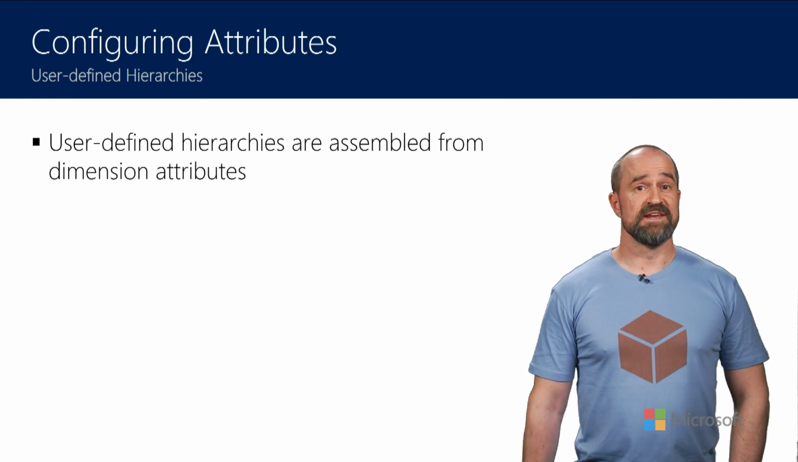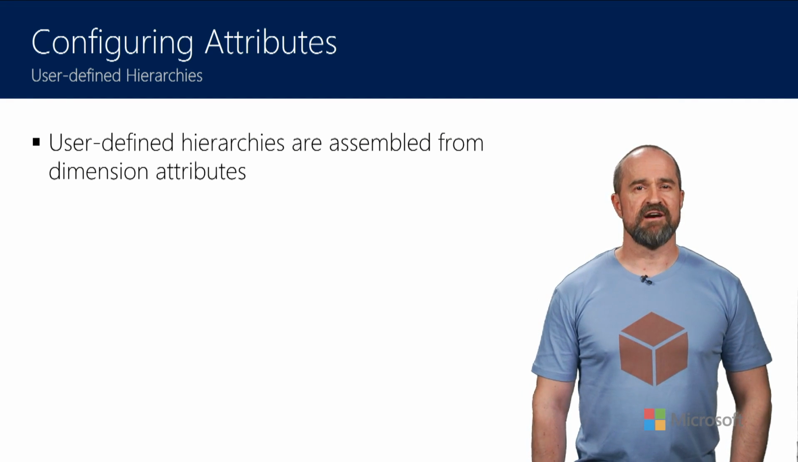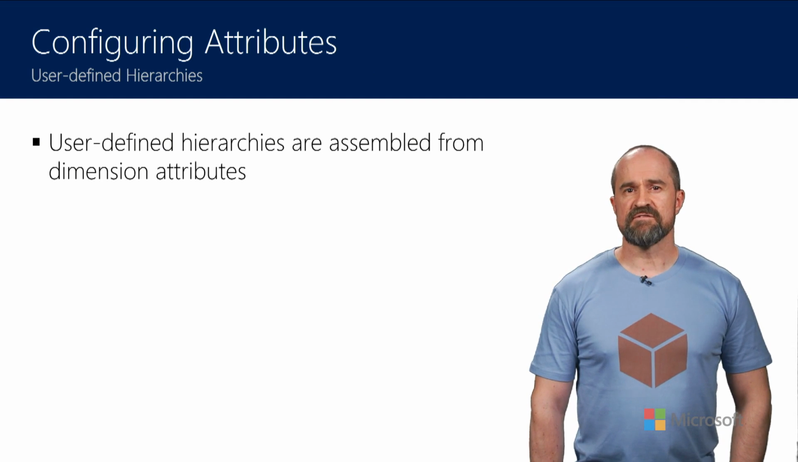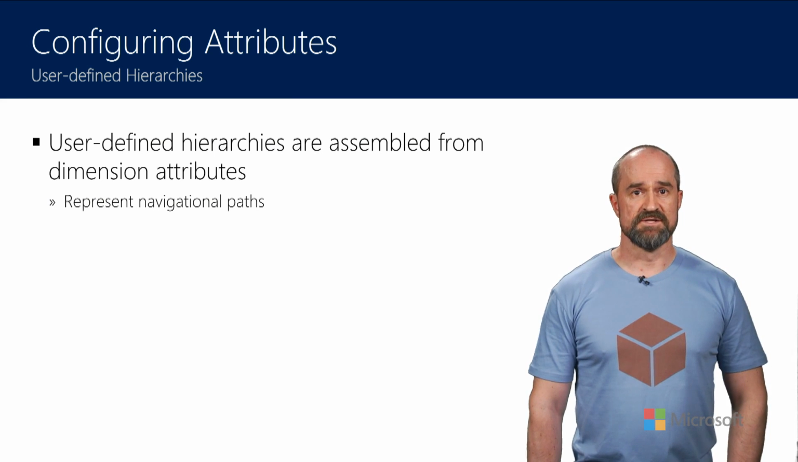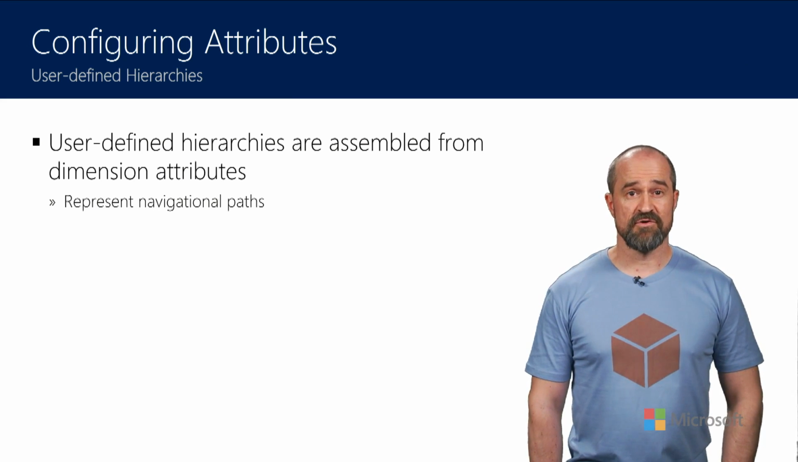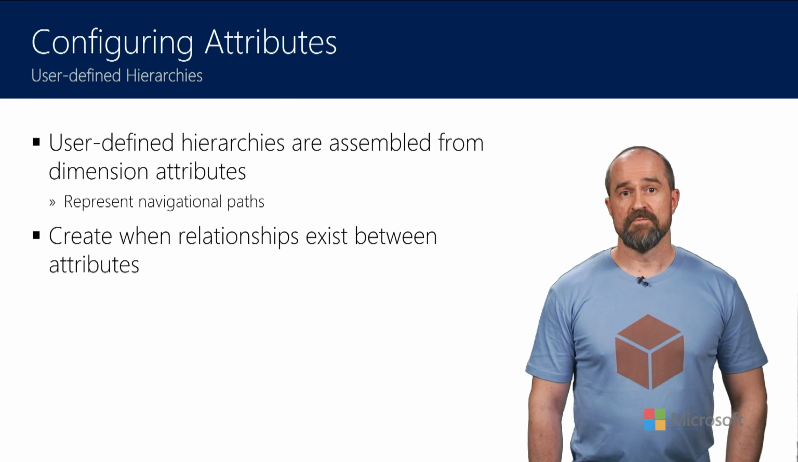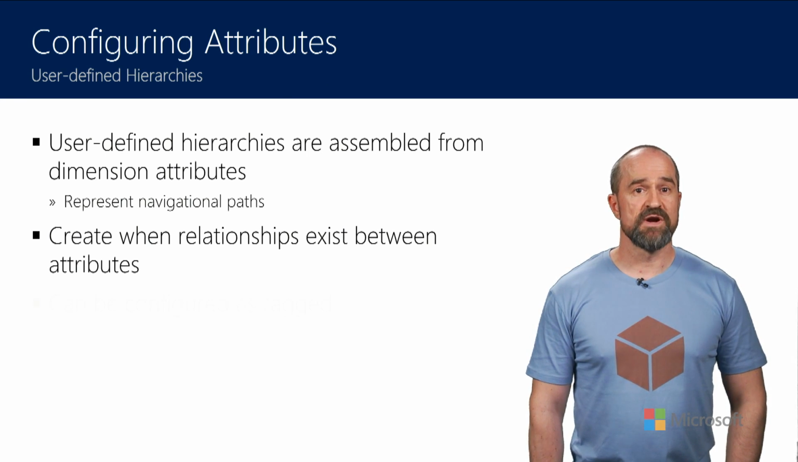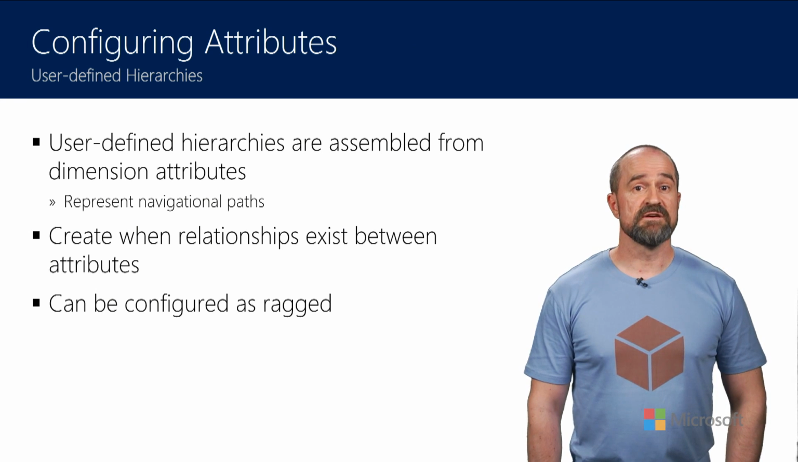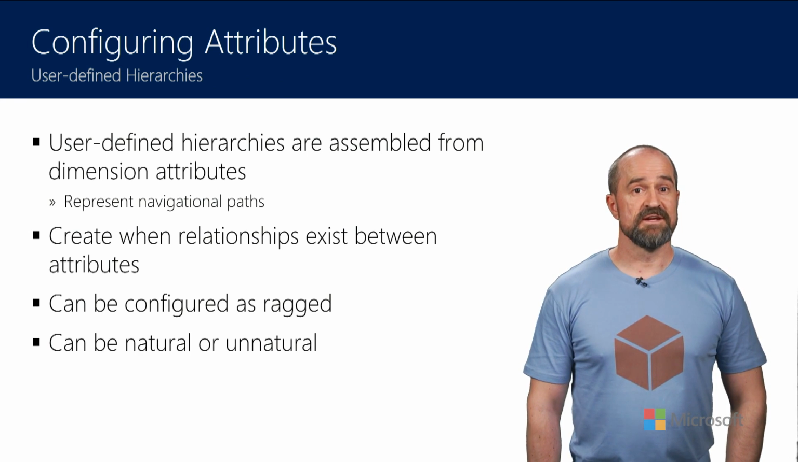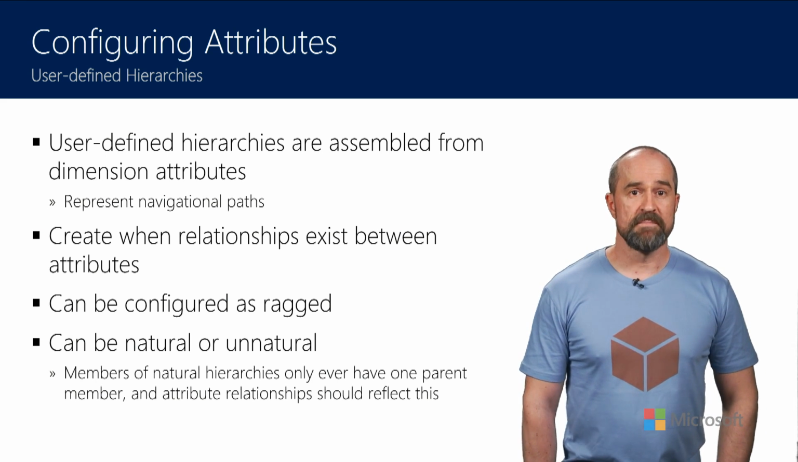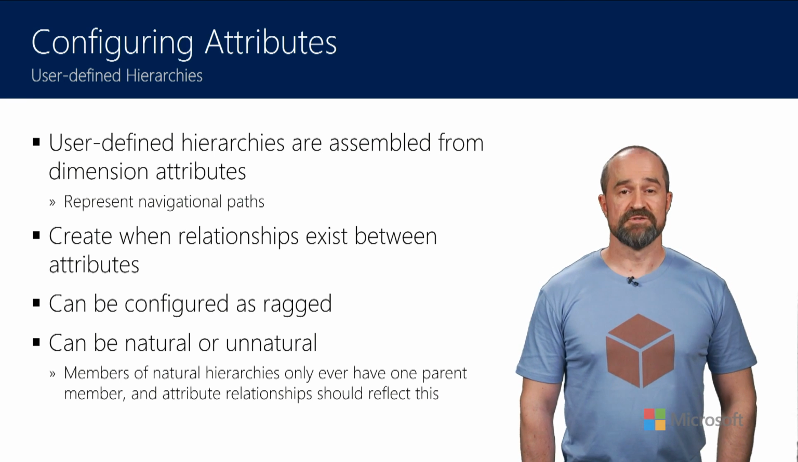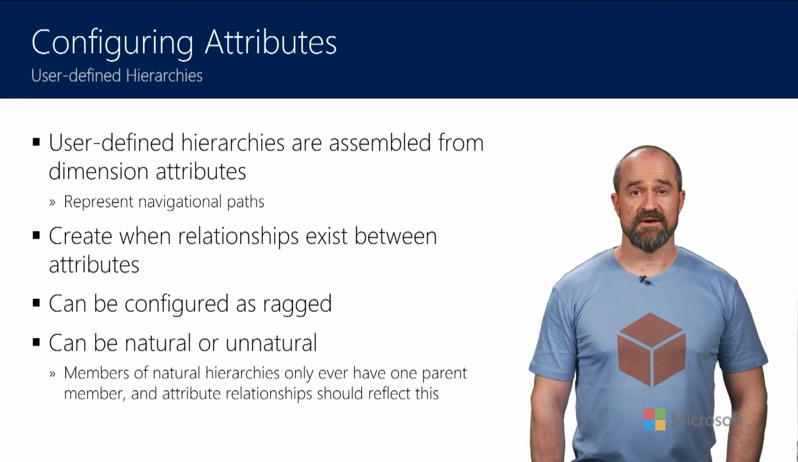User-defined hierarchies is the next topic. Having defined attribute hierarchies as being shallow in nature, user-defined hierarchies, being assembled from dimension attributes, give us multi-level hierarchies. These represent navigational paths across the dimension attributes. We create them when relationships exist between attributes, and they can be configured as ragged, and they can also be configured as natural or unnatural. Members of natural hierarchies only ever have one parent member, and so attribute relationships should reflect this. This is an important topic, and we're going to cover it in the next topic.